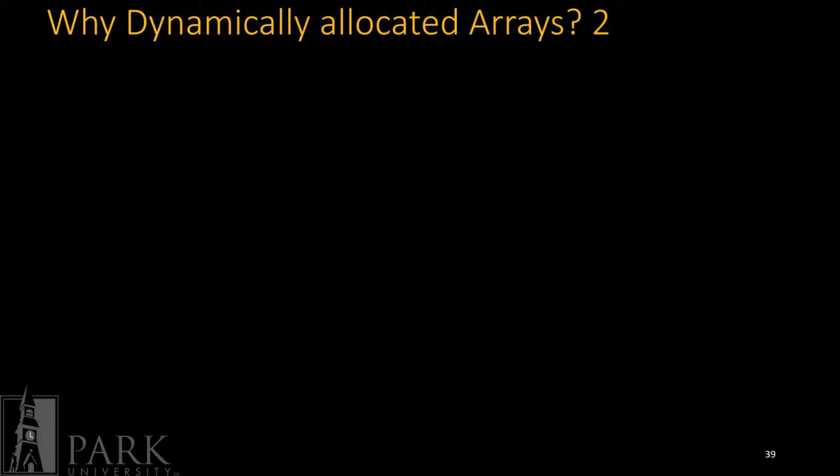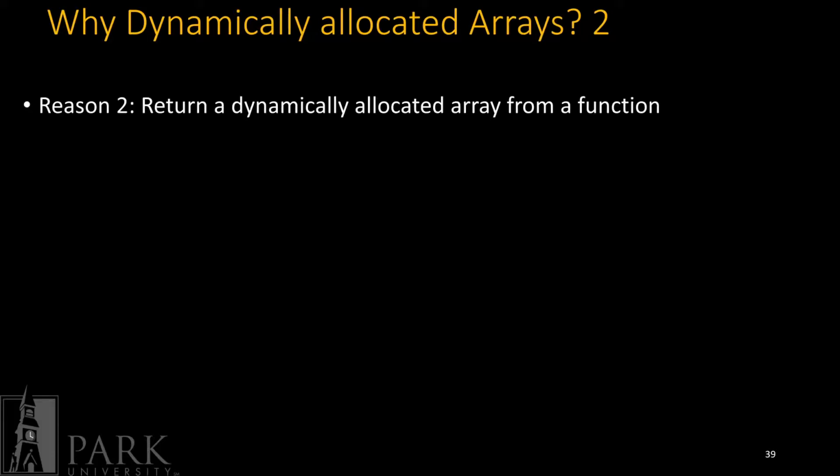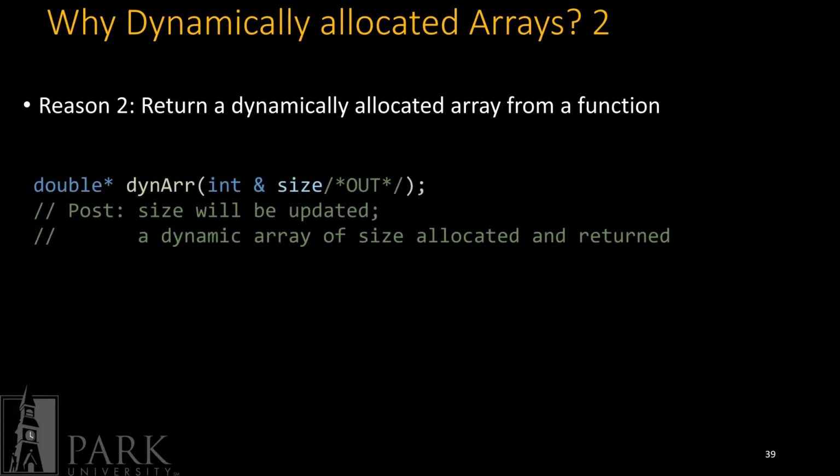Well, that brings us to our second reason to use a dynamic array, and that's so we can have a function return a pointer which points to a dynamically allocated array, as illustrated by this function prototype here. Now remember that you also want to have a reference parameter to bring back the size of the dynamic array. So here you can see we are returning a double pointer, or a pointer to a double, and here is our reference parameter size that gets passed into this function that we can update with the size of however big our dynamic array is.